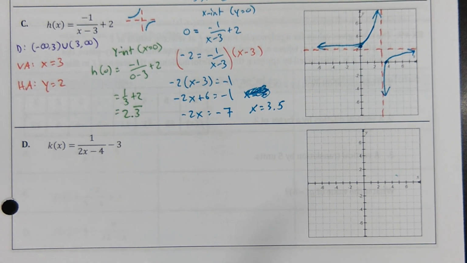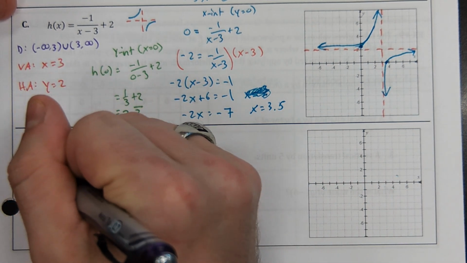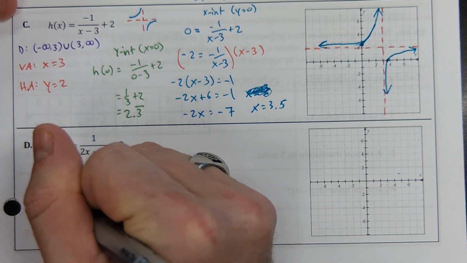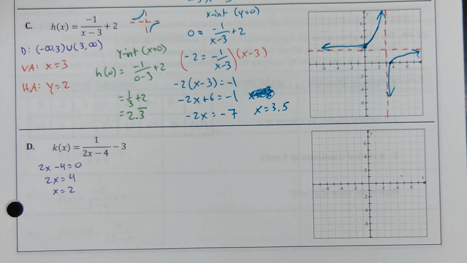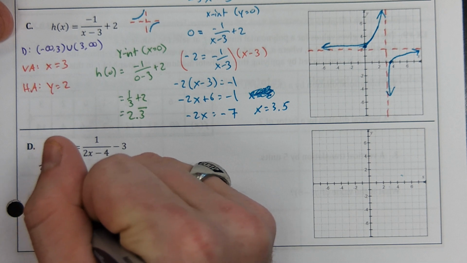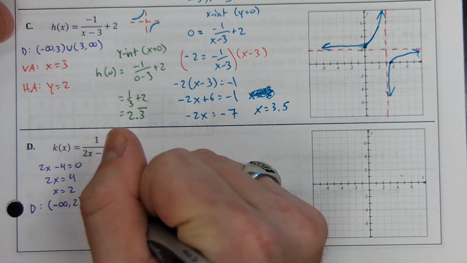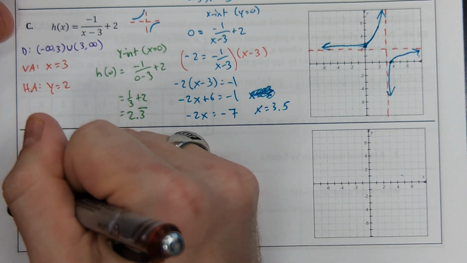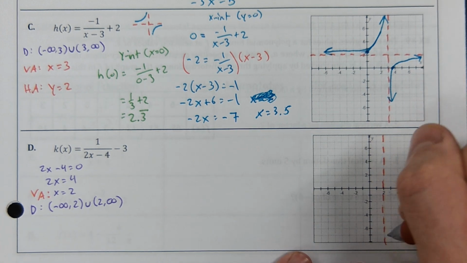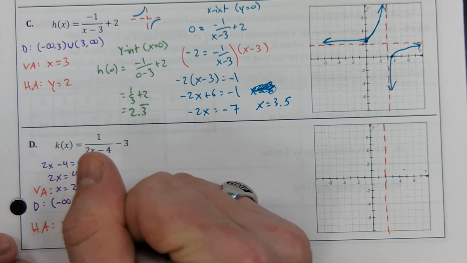Maybe this time it's a little bit harder to see what makes you divide by 0. So fine. Go ahead and figure out what would make this equal 0. Add 4 to both sides. Divide by 2. Okay, x equals 2 would make my denominator 0. So my domain then is everything except for x equals 2. Because that is actually my vertical asymptote. And it's been shifted down 3. So your horizontal asymptote is at y equals negative 3.